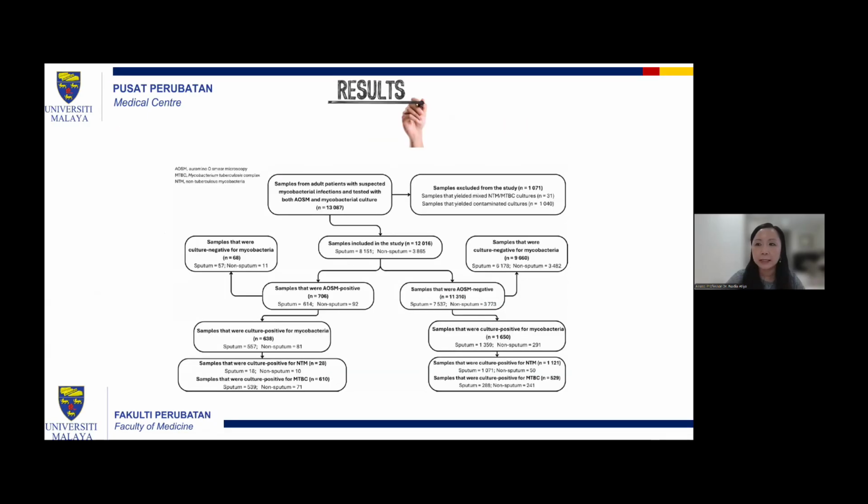So the results of our study. Over the 5-year study period, there were 13,087 samples from adult patients with suspected mycobacterial infections that underwent both Auramine O-smear microscopy and mycobacterial culture, of which 12,016 fulfilled our inclusion criteria and were included in the analysis. Of these 12,016 samples, around 68% were sputum samples, and 19% were positive for mycobacteria. NTM and MTBC showed almost equal prevalence among samples that were culture positive for mycobacteria, so 50.2% and 49.8% respectively.